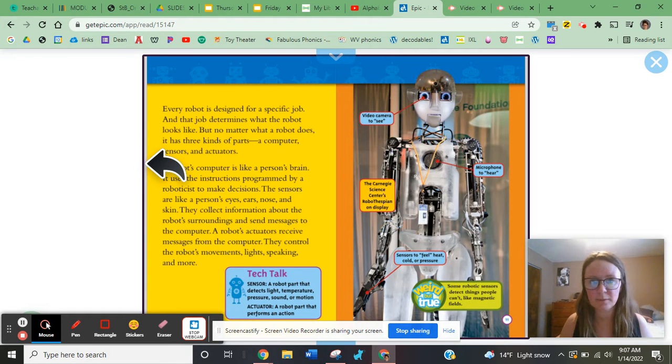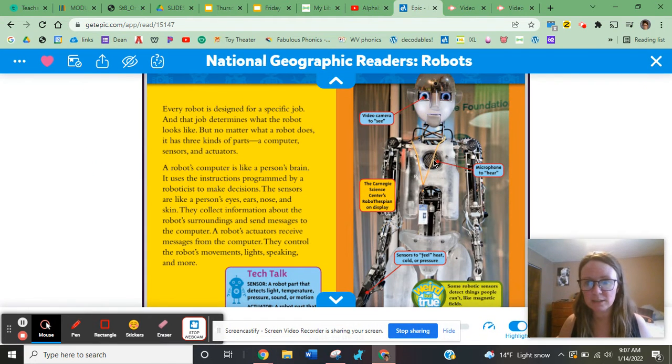Guess I can't find it. Oh, here. Here's a really cool diagram. So it has a picture of a robot, and then it has arrows all over with little labels telling what each part of that picture is.